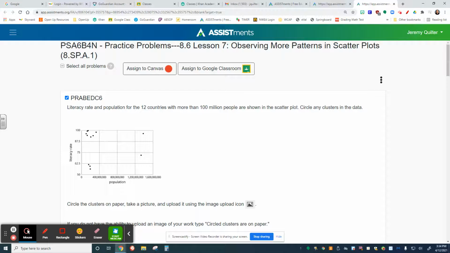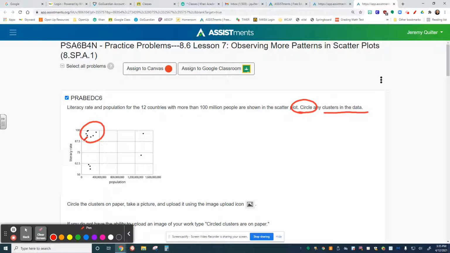Here we are with Unit 6, Lesson 7, Observing Morse Patterns and Scatter Plots. For your first problem, we're talking about literacy rate and population for 12 countries with more than 100 million people, shown in a scatter plot. We are supposed to circle any clusters in the data. Remember, a cluster is simply a group of data that are grouped together.